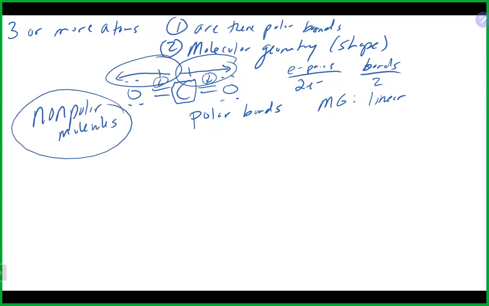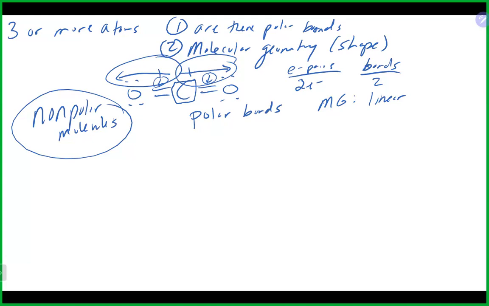That is because those bond dipoles are vectors. They have direction and magnitude, I think I remember in physics. And in some cases, they will add to each other. And in other cases, they will cancel each other out. In this case, because they're going equal and opposite of each other, they will cancel each other out.